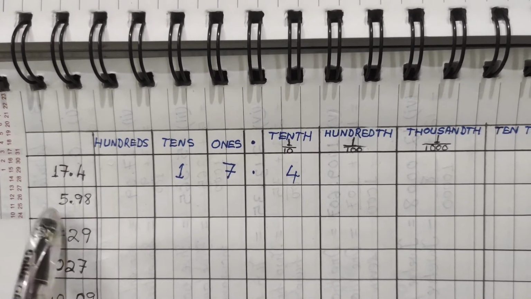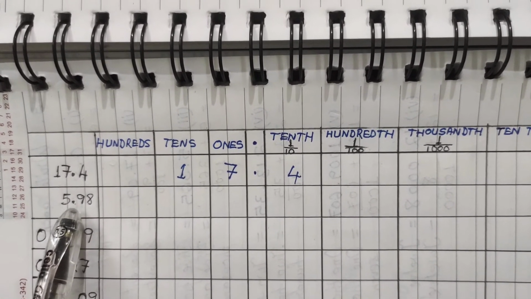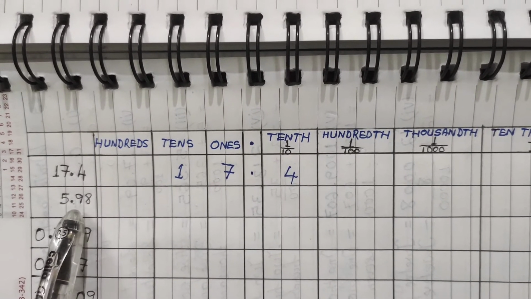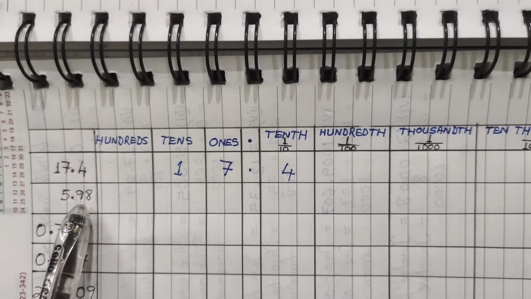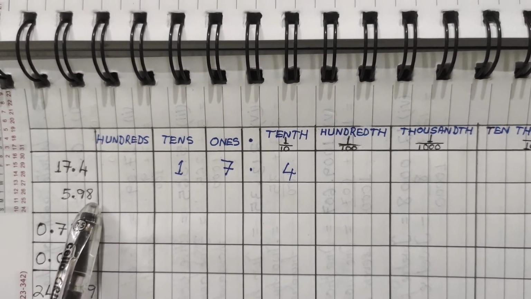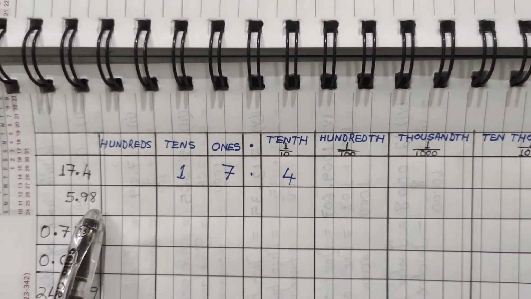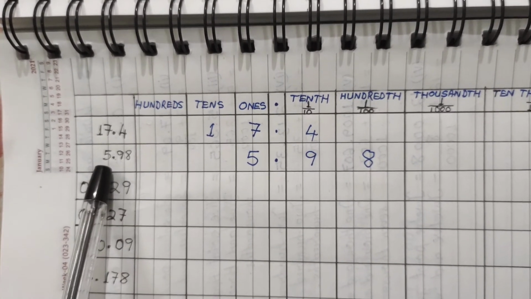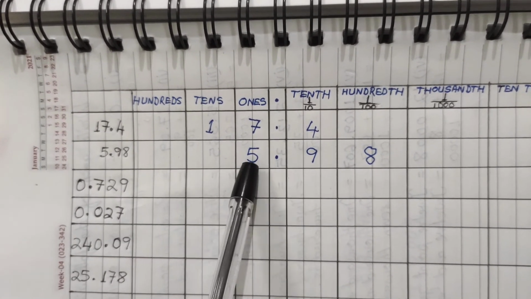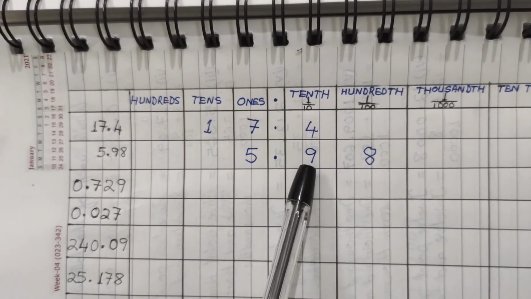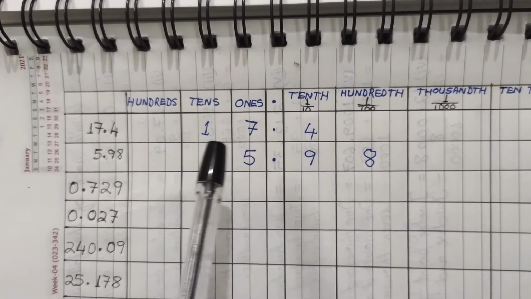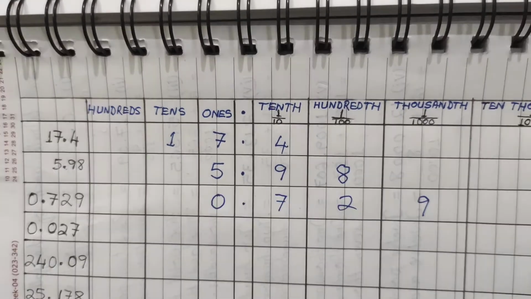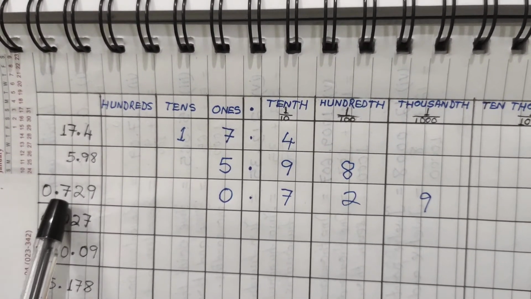Now coming to the next one, 5.98. On the left side of the point, this 5 is in the ones house. On the right side of the point, this 9 is in the tenth house, 8 is in the hundredth house. So let us write it. This is how we write: 5 on the left side of the point is in ones house, followed by the point. Then this 9 is in the tenth house, 8 is in the hundredth house. The next number is 0.729.